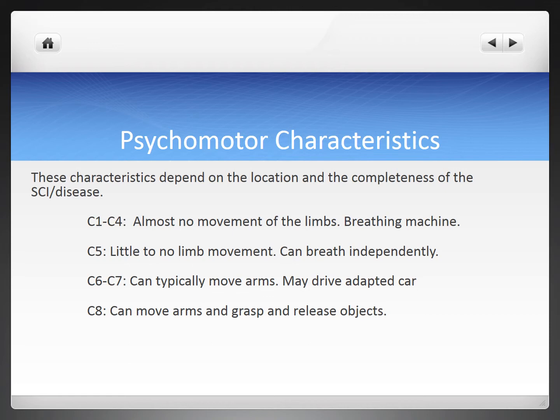When there is a spinal cord injury at C5, there is also little to no limb movement. The individual can breathe independently though. In C6 and C7, the individual can typically move their arms and shoulders, and they may even be able to drive an adapted car. In C8, the individual is probably the most functional. They can move their arms and shoulders, and they can even grasp objects and release them in their hands.